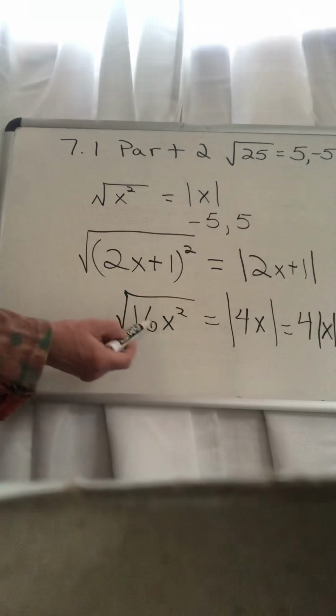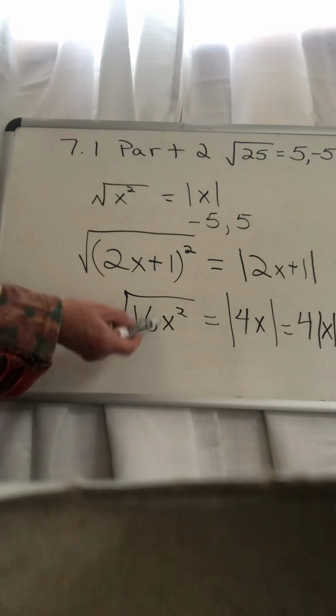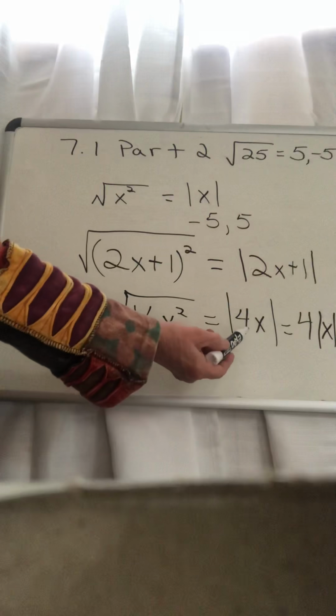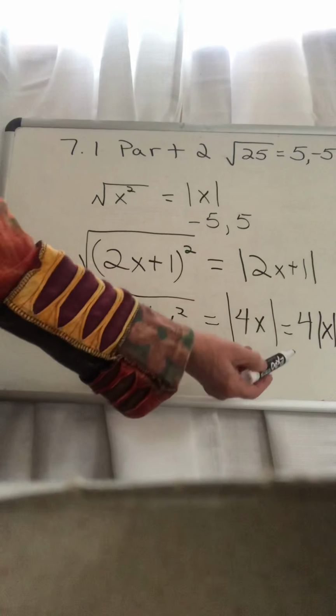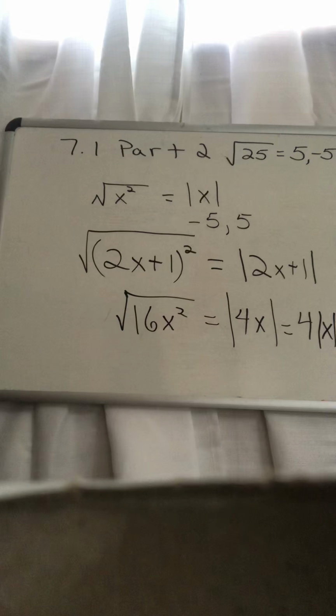That's because once we find the square root of 16, it's going to be 4, which is positive. So it doesn't have to be in the absolute value. The x needs to be because we don't know the value of the x.